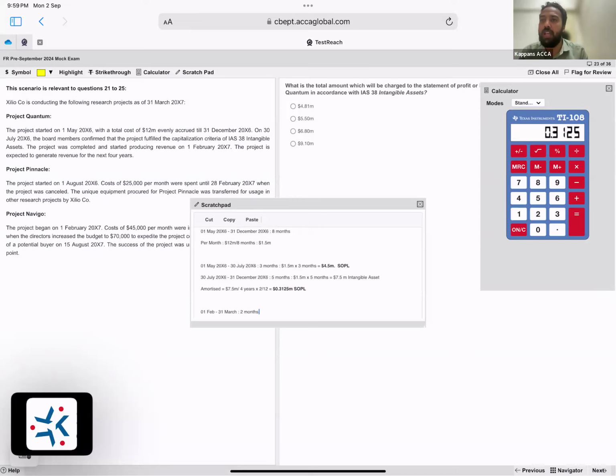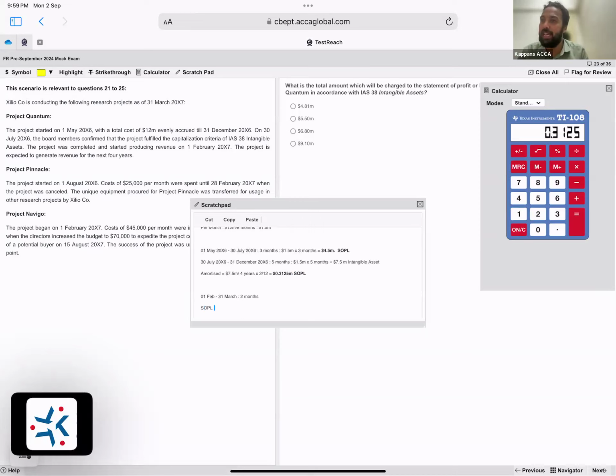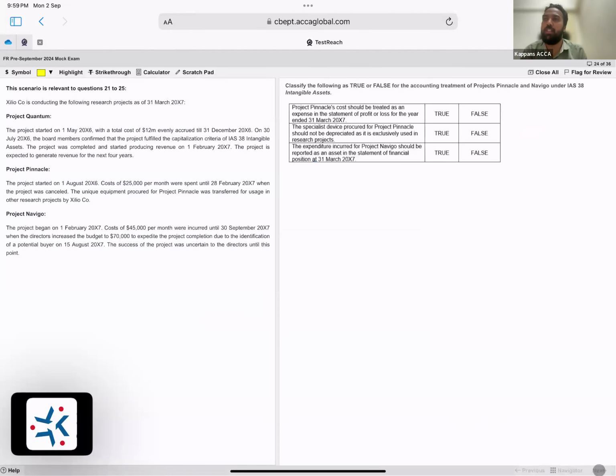So the amount that we have to show in SOPL is the expenses before criteria met, that is 4.5 million, plus amortization 0.3125 million, that is equal to 4.8125 million, which they have given option A, 4.81 million. So moving forward to the next question.